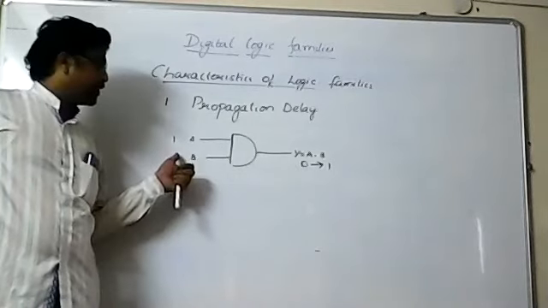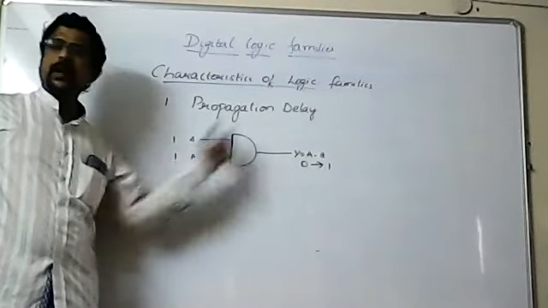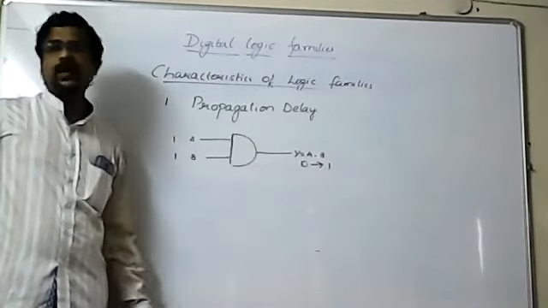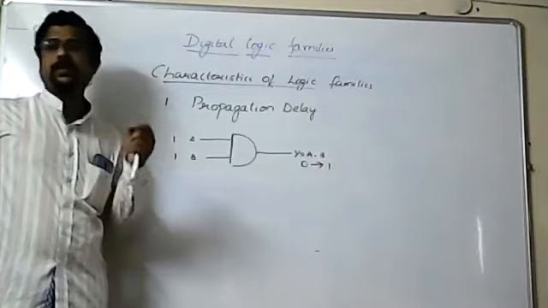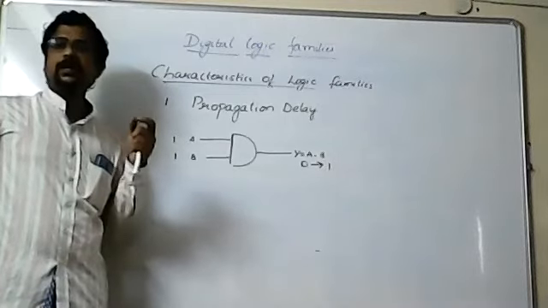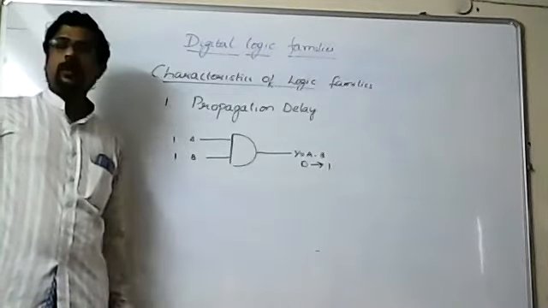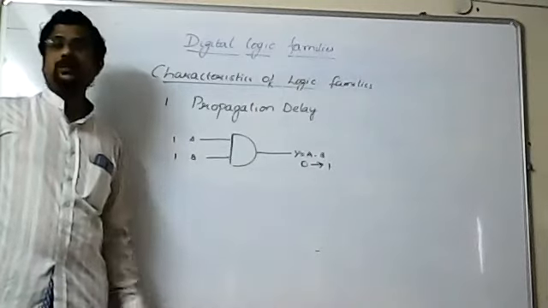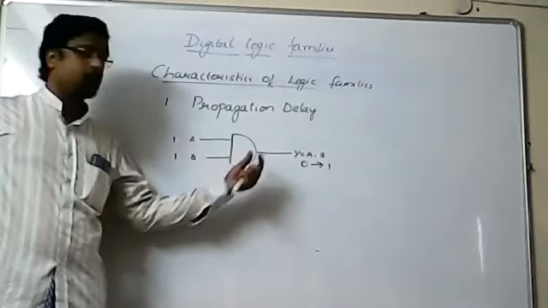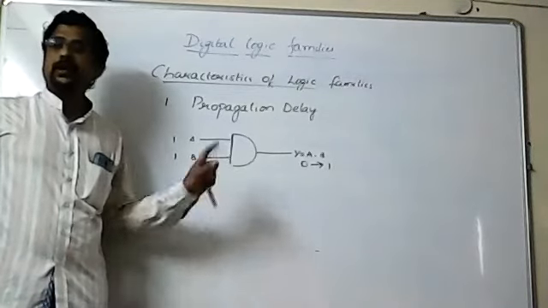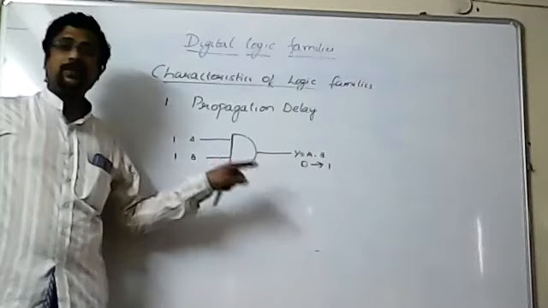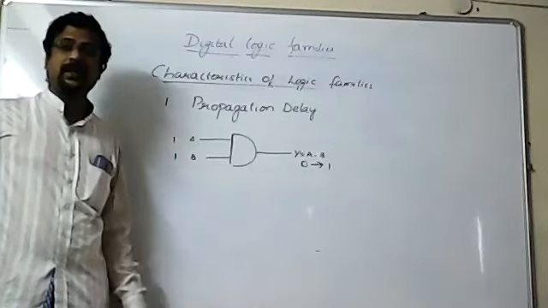Because the moment I change it to 1, immediately it will not become 1. It will take some nanoseconds of time to change its output. That delay, whatever delay it is taking for the output to change, is called the propagation delay. So why am I saying this is the most important characteristic?